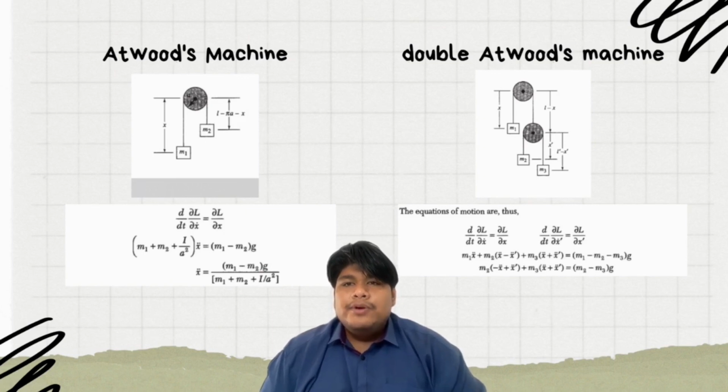If m1 is bigger than m2, m1 falls with constant acceleration and m2 rises with the same acceleration, and if m1 equals m2, they remain at rest. For the double Atwood machine, the equations of motion can be obtained from an algebraic solution of the preceding equations.